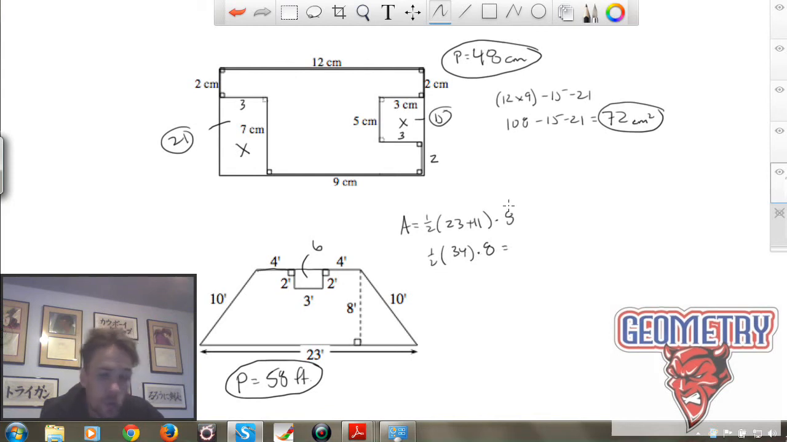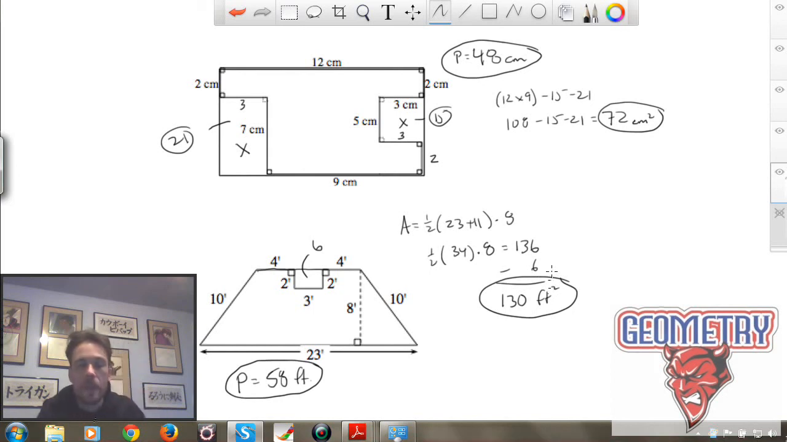So the whole area of that entire trapezoid is 136. We're going to subtract that chunk of 6 from right there. So our area is 130 square feet.